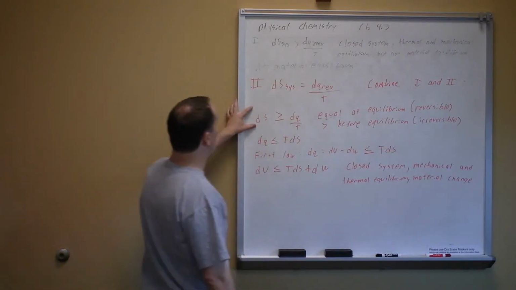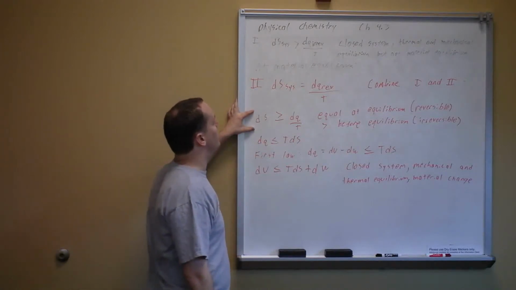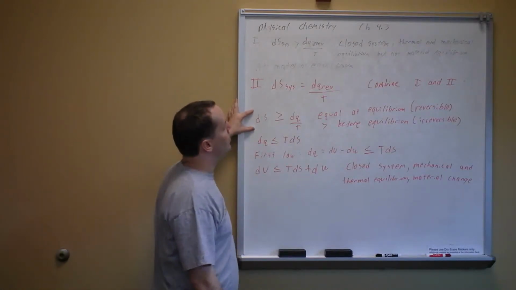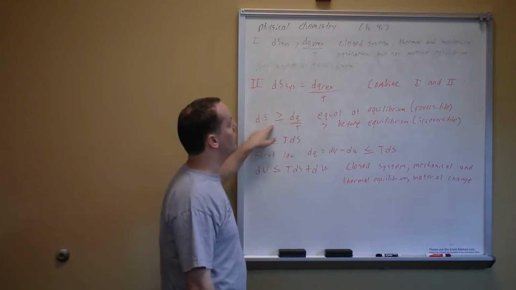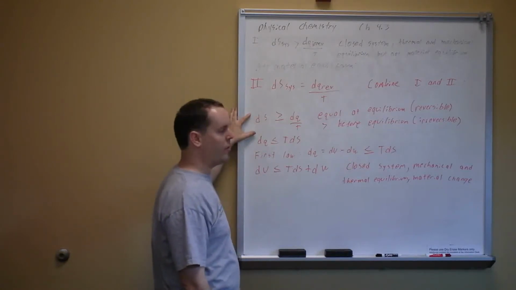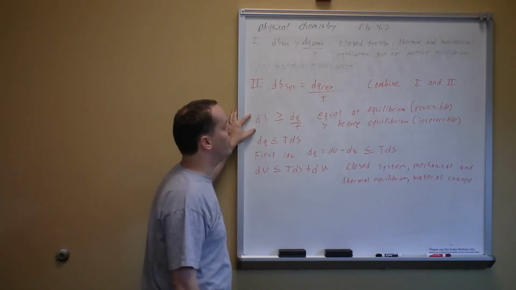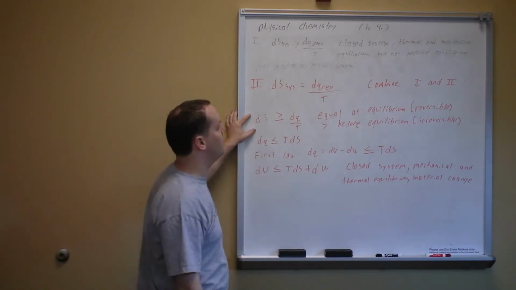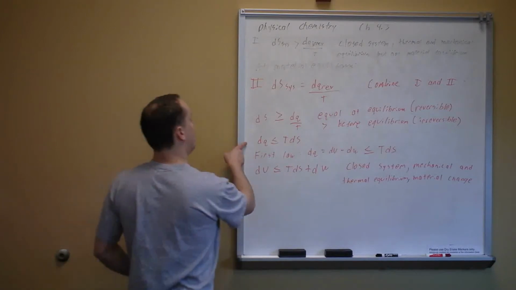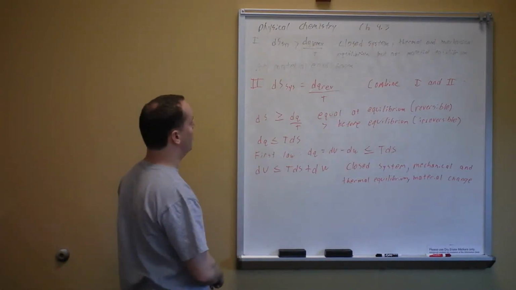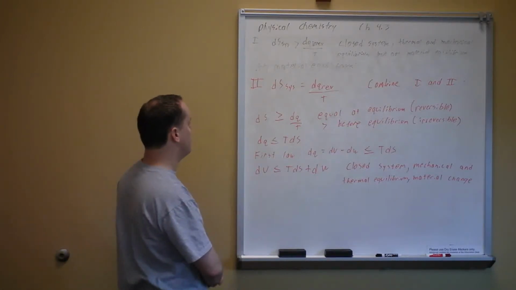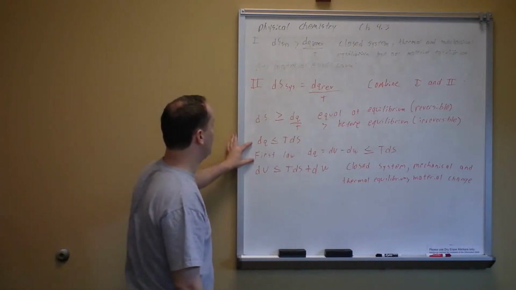So combining those, we know that dS is greater than or equal to dq over T. Now, of course, it's going to be equal if we're at equilibrium, because that's a reversible condition. And then it's going to be greater than before we're at equilibrium, because that's when the system is still irreversible. Now, dq is therefore less than or equal to TdS, just multiplying by T, obviously.